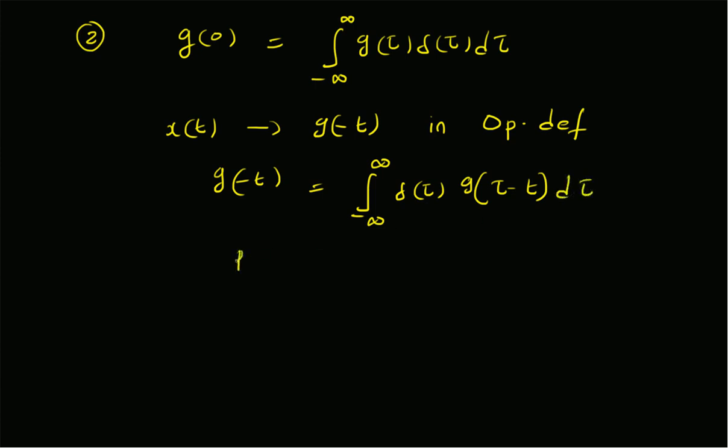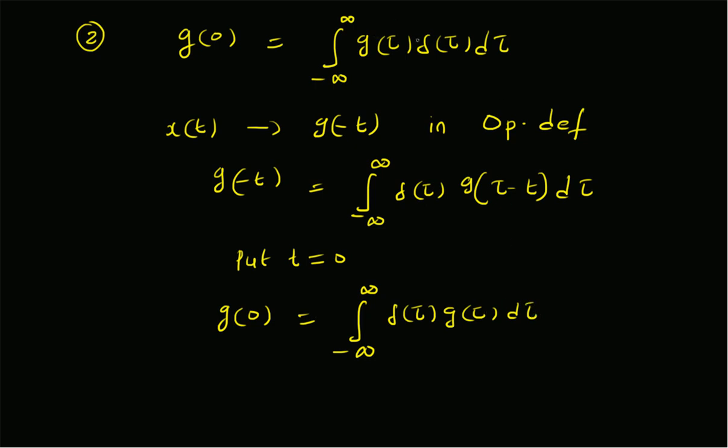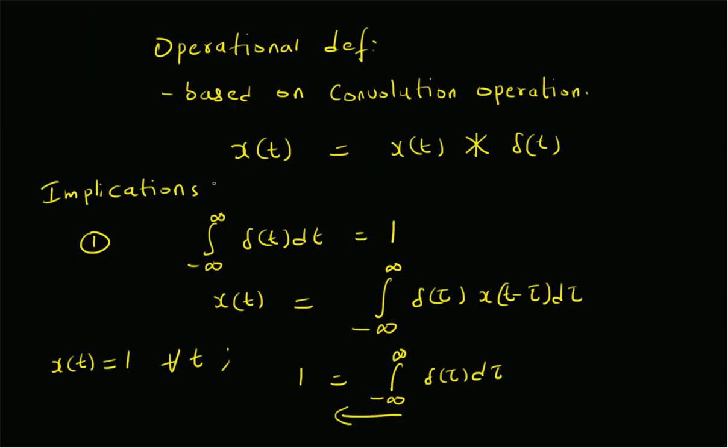Now just put t equal to 0, that is, compute the initial value. We have g of 0 equal to the integral from minus infinity to plus infinity of delta of tau g of tau d tau. That proves this second implication. If you look at the operational definition again, it is basically the shifting property of the impulse signal, so we use this as the operational definition of the impulse signal for LTI systems.